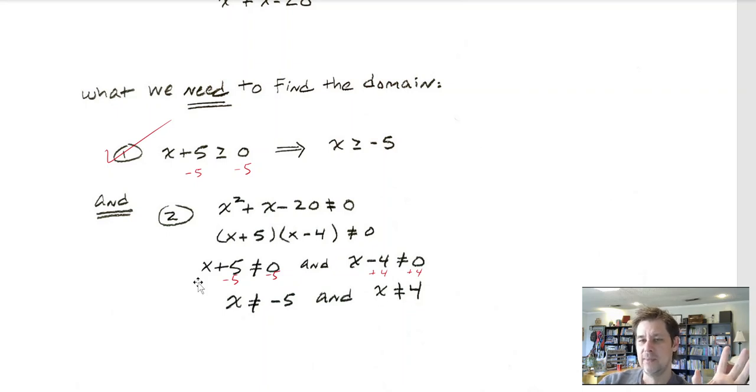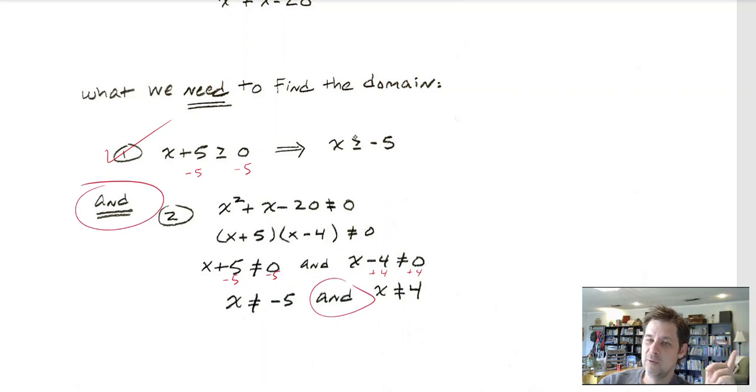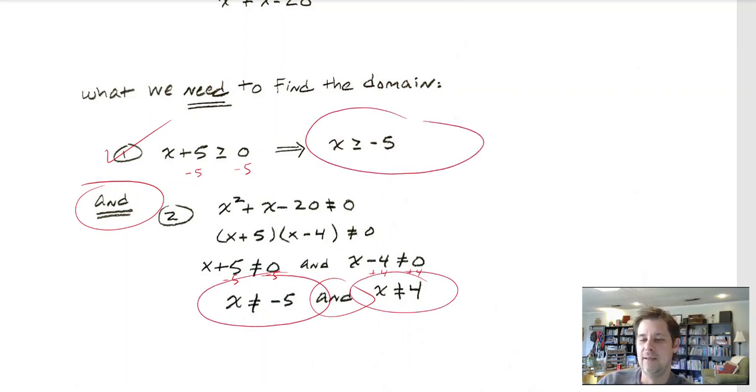So look what I have. I have 3 things that have to happen. Look at these ands. I have to have x be greater than or equal to -5. And I have to have x not be -5. And I have to have x not be 4. And that might be kind of hard to think about, those 3 things happening. I got to have this happen, and this happen, and this happen. So how am I going to make all that happen?